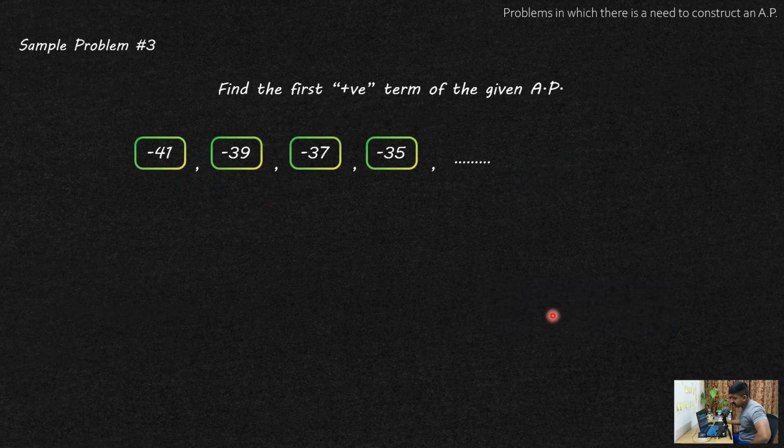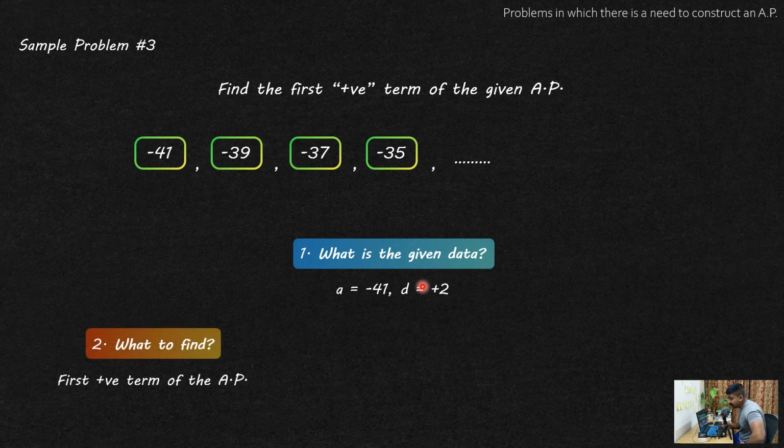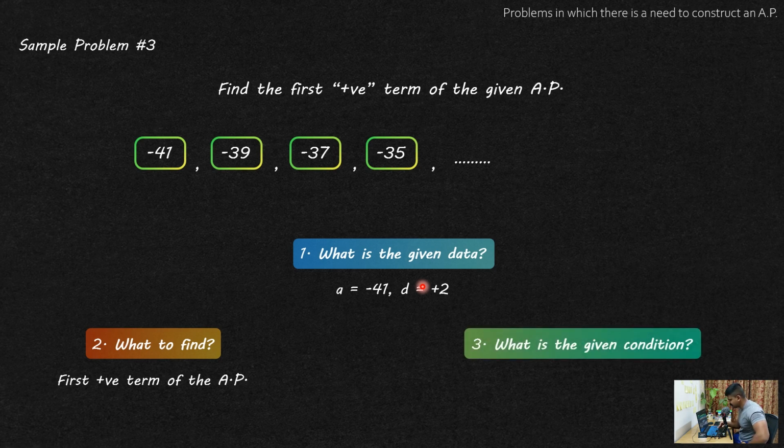A third sample problem is find the first positive term of the given AP. So here, this is our AP and we are supposed to find the first positive term of the given AP. Our first question is, what is the given data? So we are provided with the first term and the common difference. What to find? We need to find the first positive term of the AP. And what is the given condition? You can simply judge that this AP is an increasing one, since common difference is greater than 0.